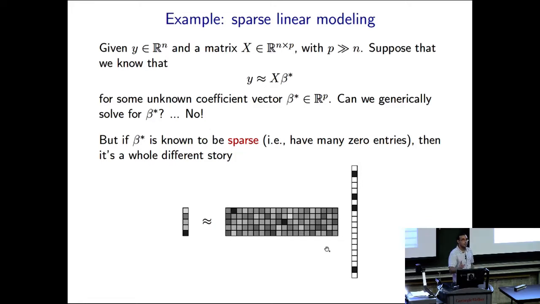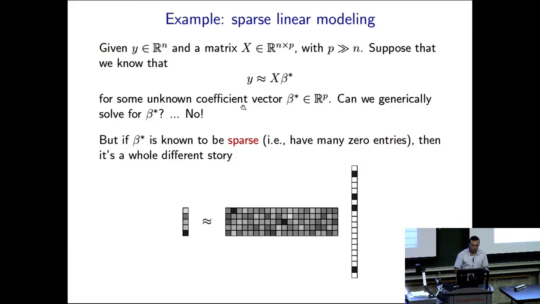But I'm going to tell you in addition that actually only, let's say, a small number of these columns are relevant for reconstructing y, like in this case 4. Okay, I'm not going to tell you which ones they are, but I'm just going to tell you that there's a small number, say 4 or 5, etc., that are relevant for reconstructing y. Then it's a whole different story in terms of actually we can identify, in a variety of ways of looking at it, these coefficients.